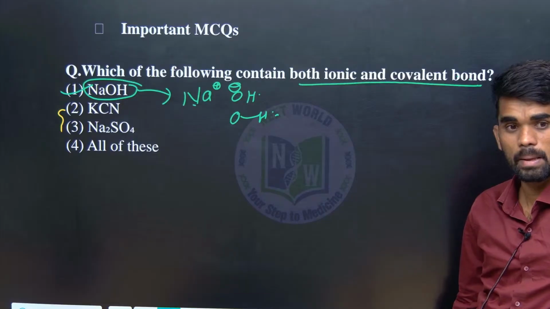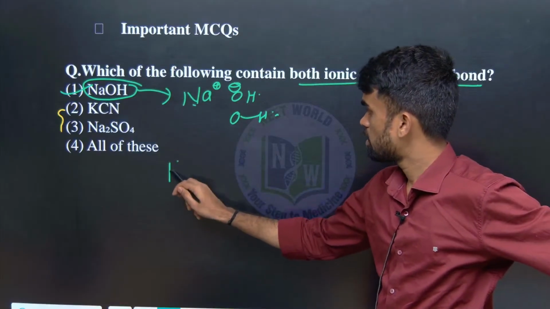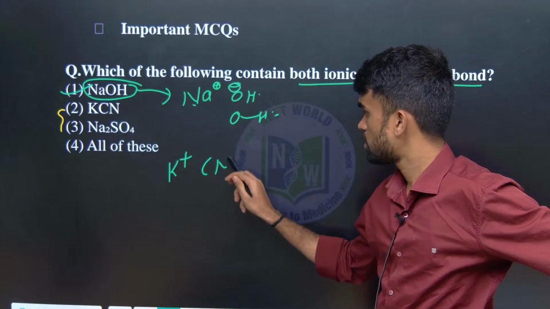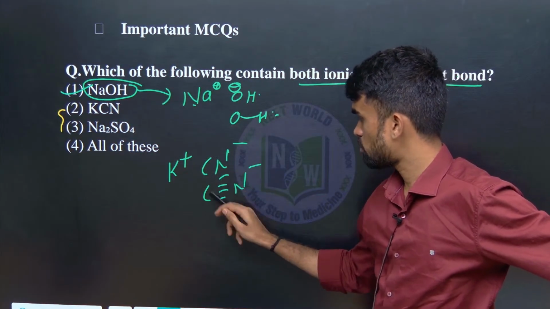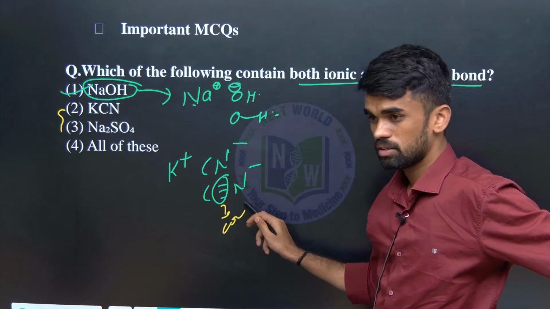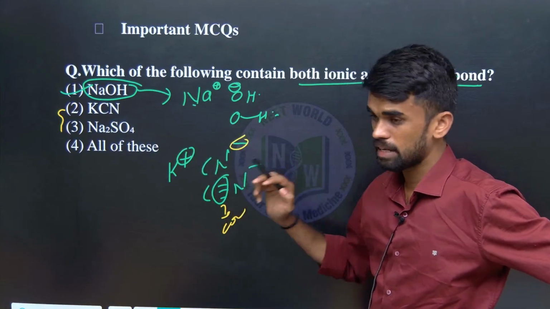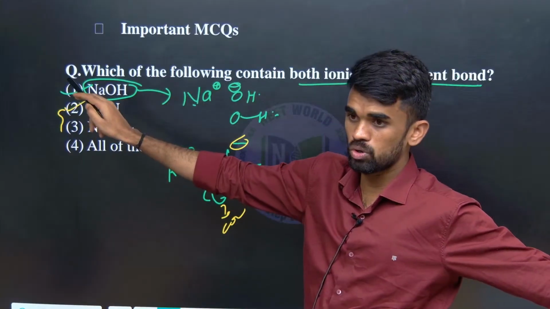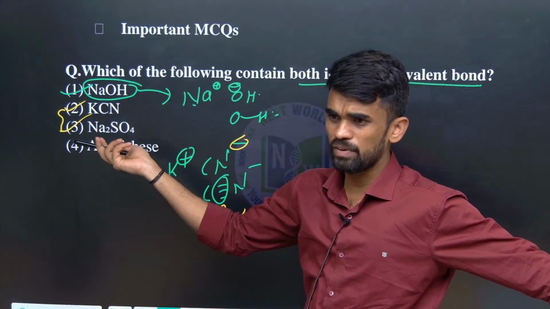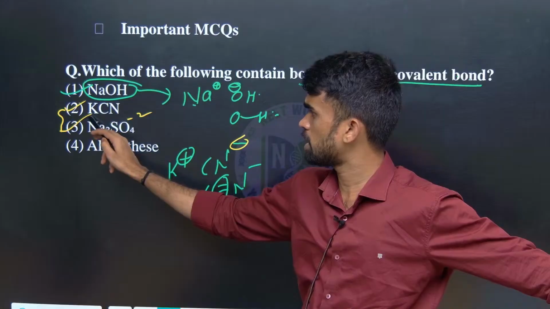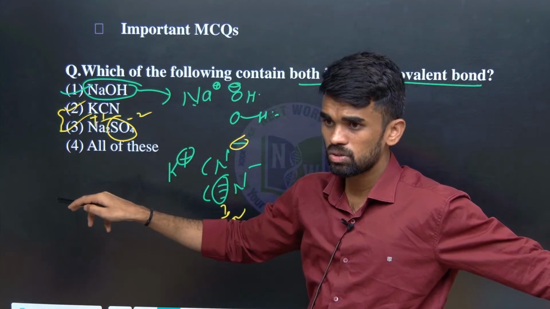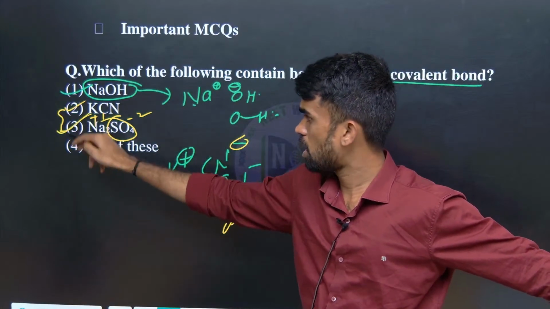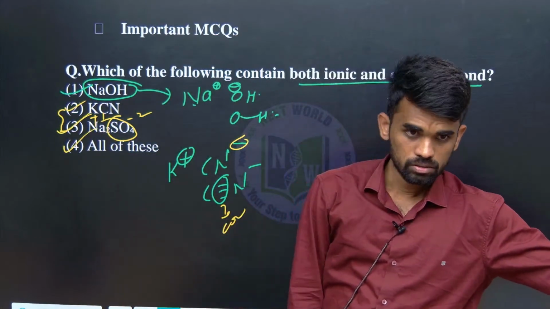See, for K we can write K plus CN minus. But CN also exists with 3 bonds now. These are what now? Covalent. Na plus Cl minus. This is ionic. So this is also covalent and ionic both. This one also, the sulfate ion, SO4 2 minus, Na plus 1, ionic, as well as between sulfur and oxygen we have covalent bonds. So all 3 of them are having both.